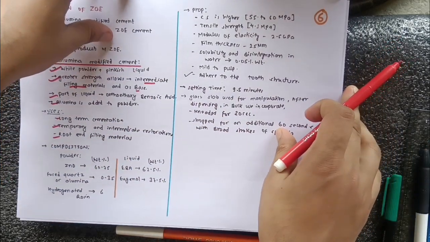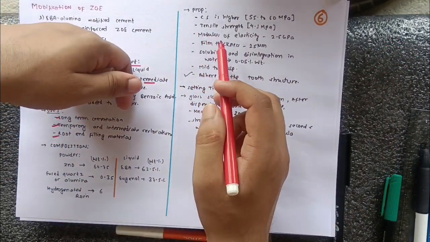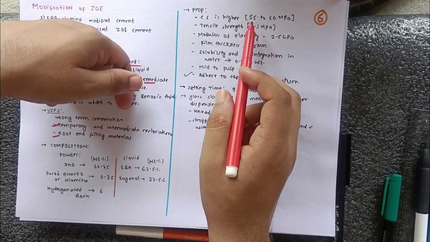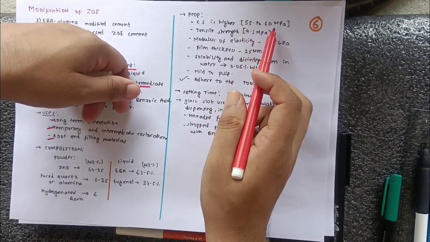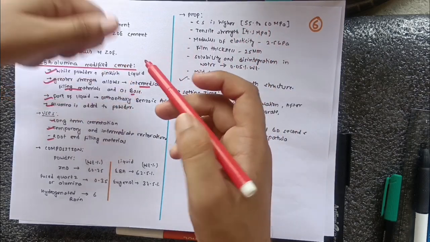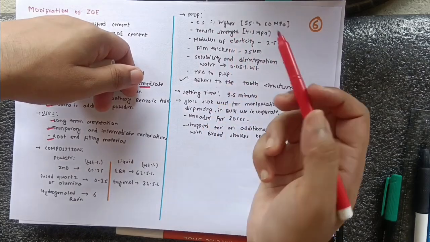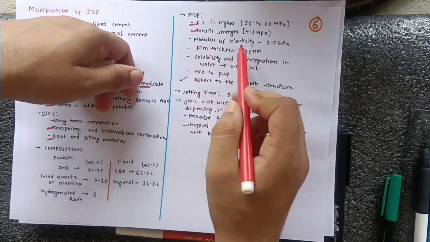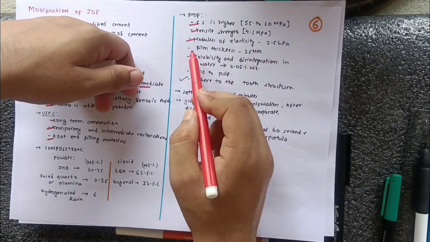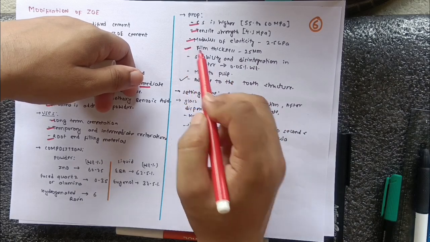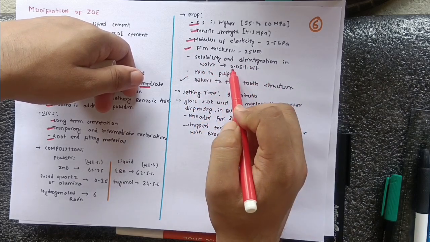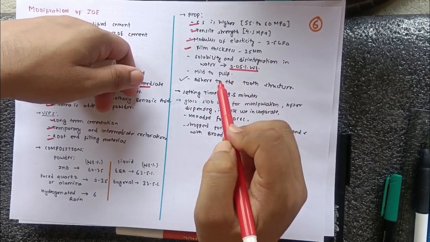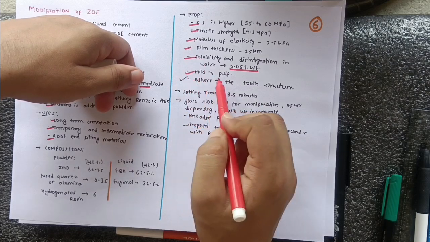After that, the properties of EBA alumina modified cement are: compressive strength is higher here, that is 55 to 60 MPa, as we add this alumina. Tensile strength will be higher than conventional. Modulus of elasticity is 2.5 GPa, film thickness is 25 micrometer, and solubility and disintegration in water is 0.05% by weight.